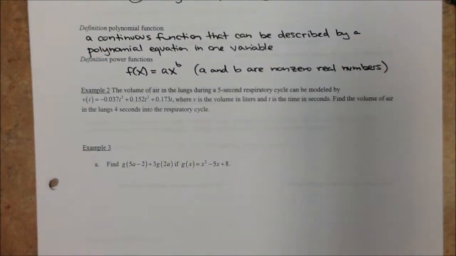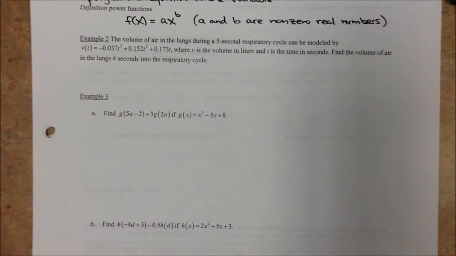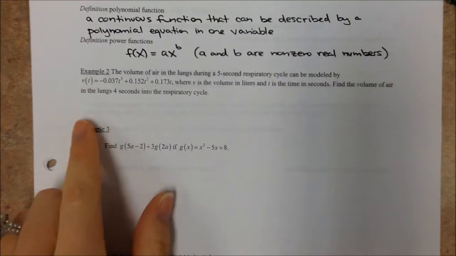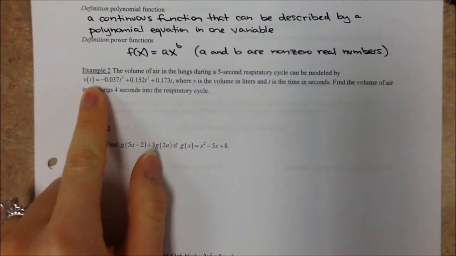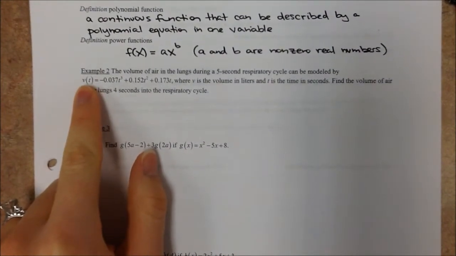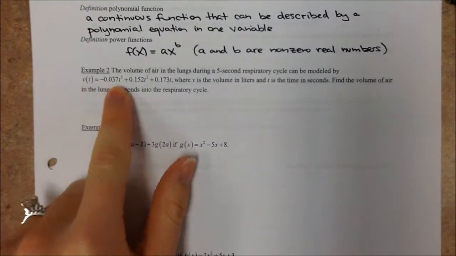Okay, we're going to look at a couple of examples here. Example 2 is sort of a story problem. The volume of air in the lungs during a 5-second respiratory cycle is modeled by this function. This is what's known as a polynomial function. The left-hand side is our function notation. Sometimes we see f of x or g of x, but v of t means volume as a function of time, t. And then it gives us this function.